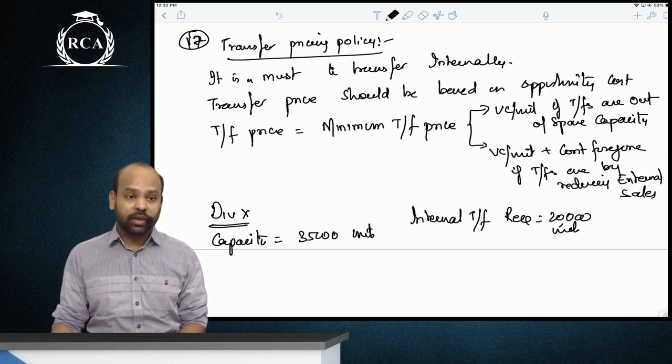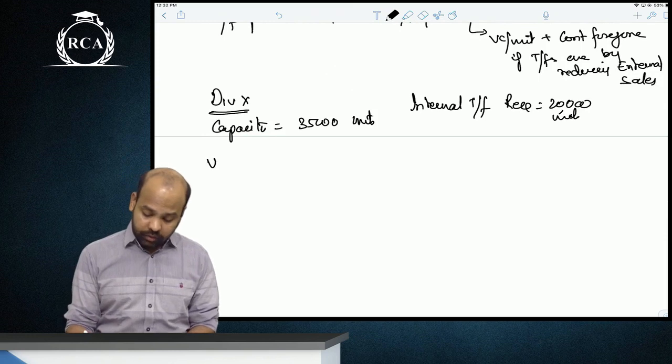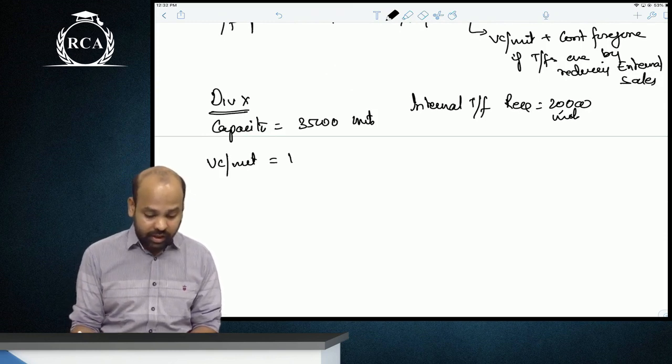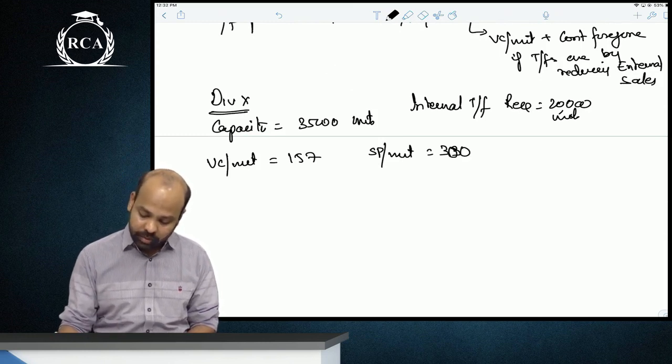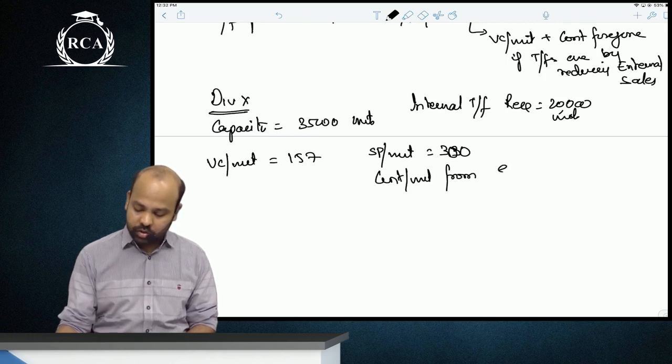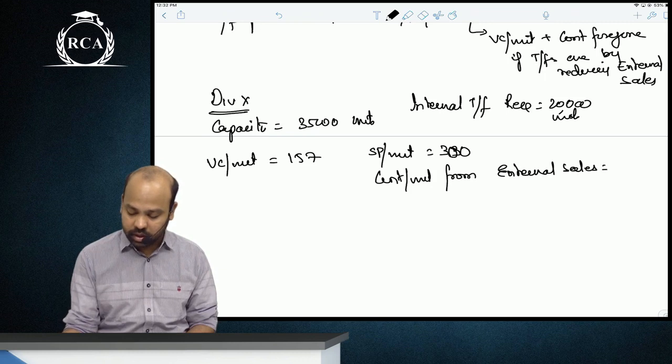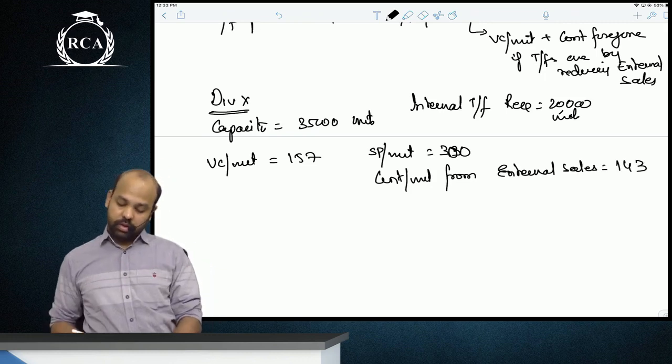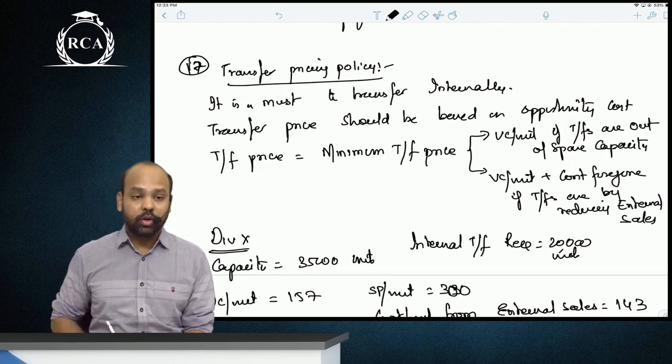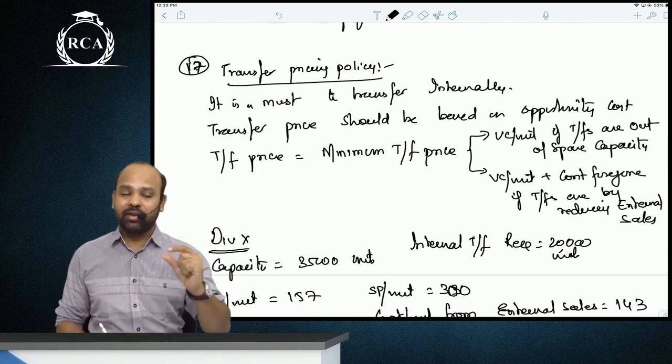By reducing external sales. Your variable cost per unit, guys, is 157. Selling price per unit of Beta is 300. Contribution per unit of Beta from external sales is 143 rupees. I'm assuming everyone has written the Beta transfer pricing policy first.